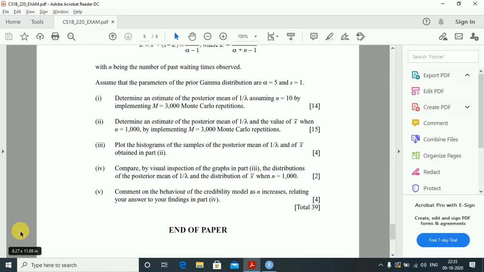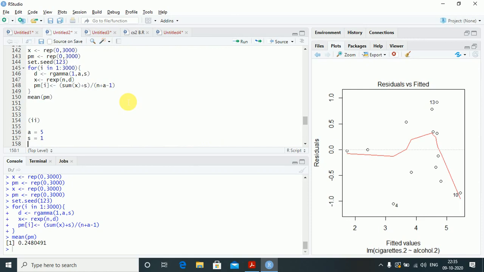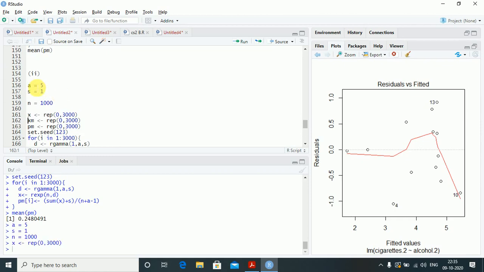For the second part, determine an estimate of the posterior mean of 1 by lambda and the value of x bar when n equals 1000, by implementing m equals 3000. This value we had calculated; it's by default in our theory. If gamma is the prior and exponential is the posterior, then what is the value of the posterior mean? Similarly you can do this one also, alpha equals 5, n equals now 1000. The code remains the same.